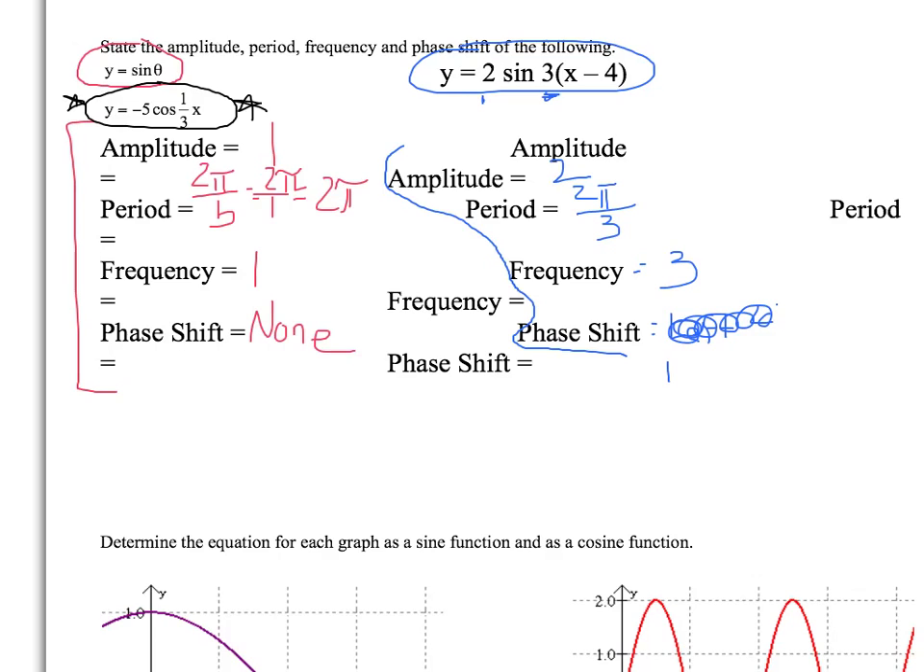Minus means move it to the right. And you move it right, whatever this piece is right here. Right a distance of 4. If it were a plus sign in parentheses instead, it would be left 4. So plus means move left, minus means move right. And I'm going to have you guys try the one in black later.